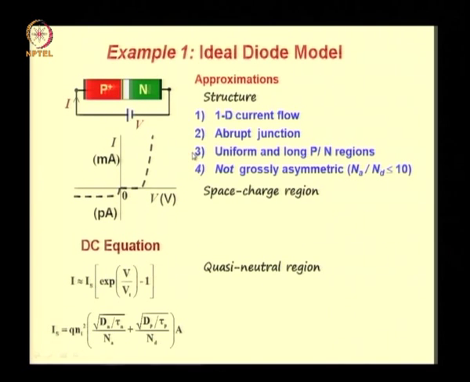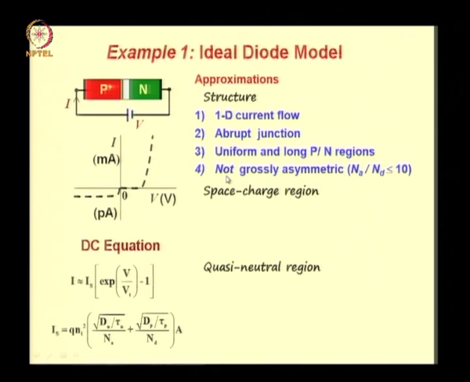The two other approximations related to the structure are uniform and long P and N regions. So, these P and N regions are long. Now, what is the scaling length with respect to which we decide whether the regions are long or not? We will come to that shortly.